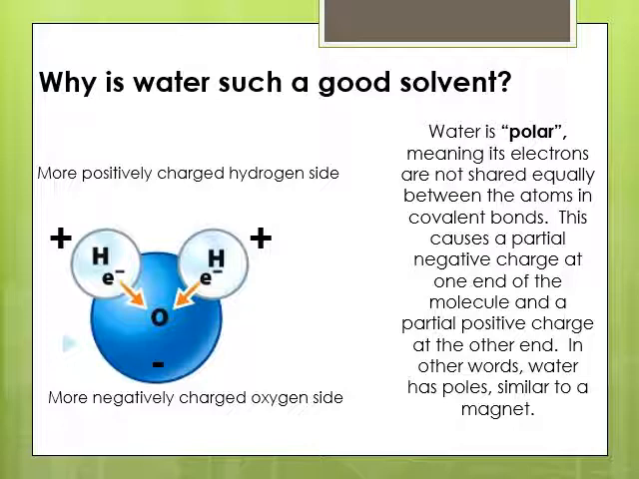And the reason why it's such a good solvent is it's something that we call polar. So basically you have a more positively charged side and a more negatively charged side of water. On our hydrogen end, where we have our two little hydrogens, that's a little bit more positive. And then the oxygen is this big negative molecule, so we've got a more negatively charged oxygen side. So it doesn't share the electrons equally between the atoms and between these covalent bonds, which means that it's really good at attracting things to either its positive or negative end, kind of like a magnet, which means that it's able to dissolve these other solutes.